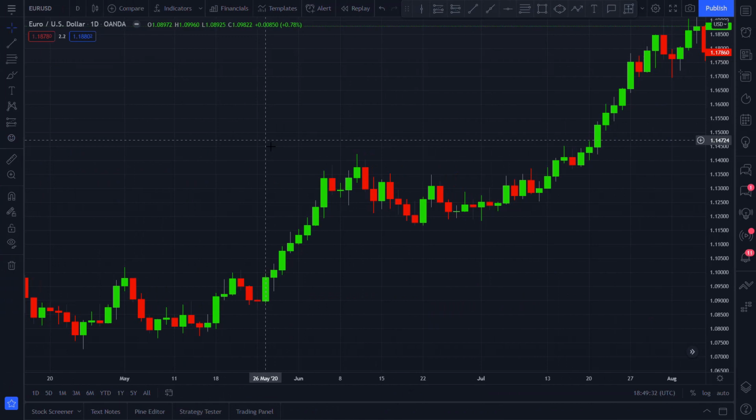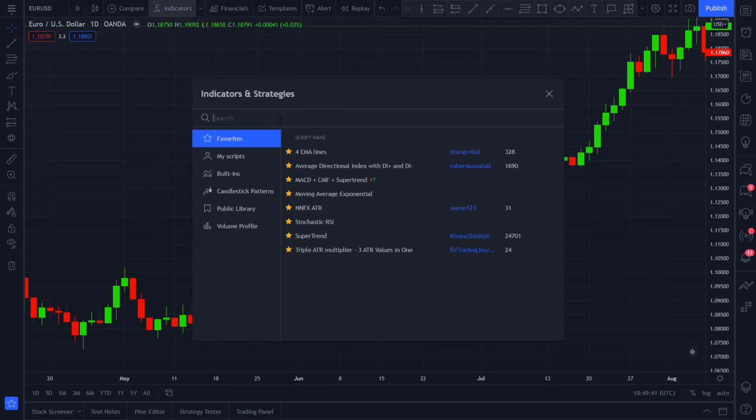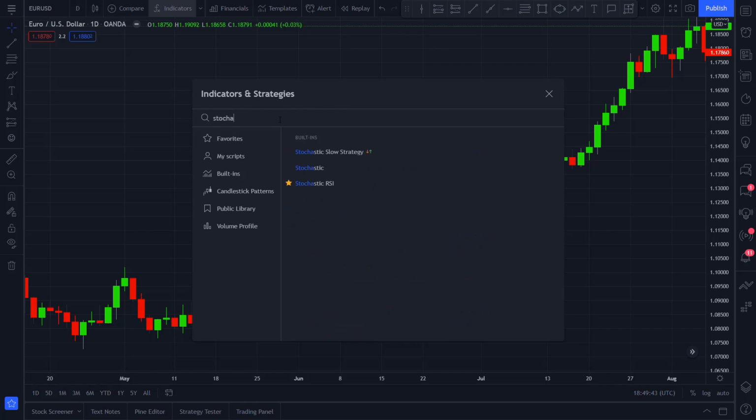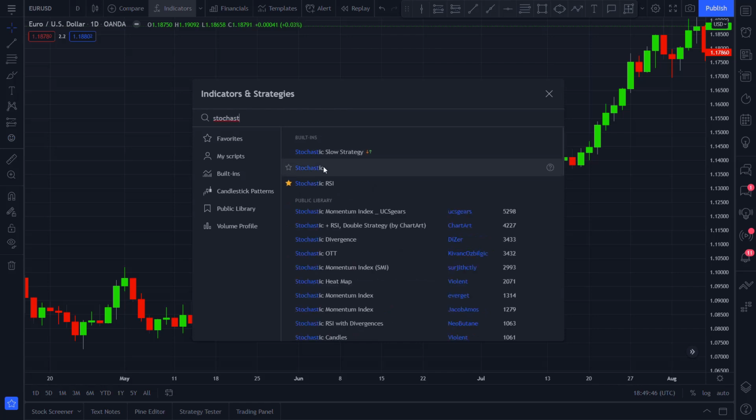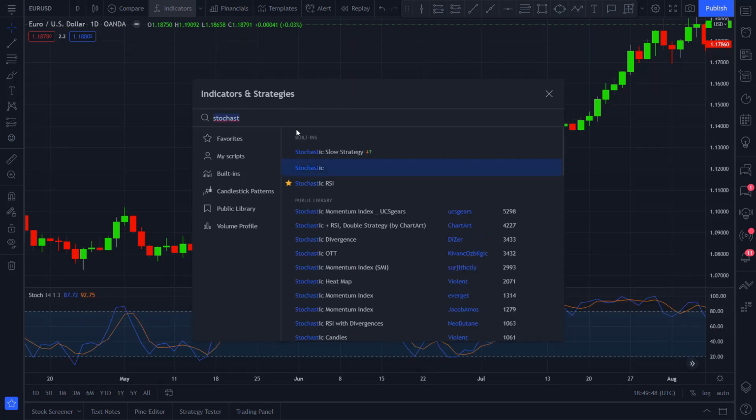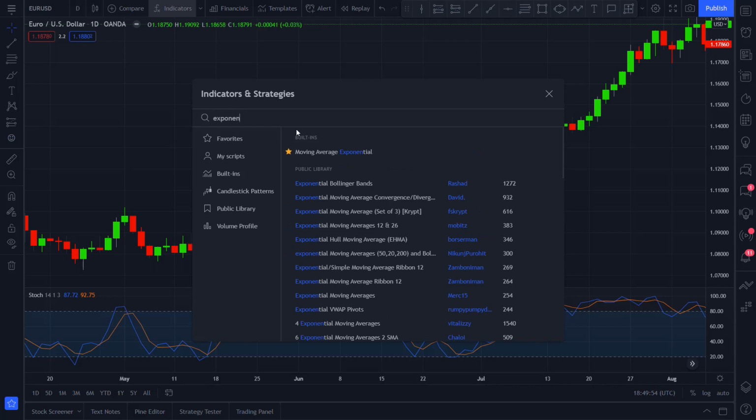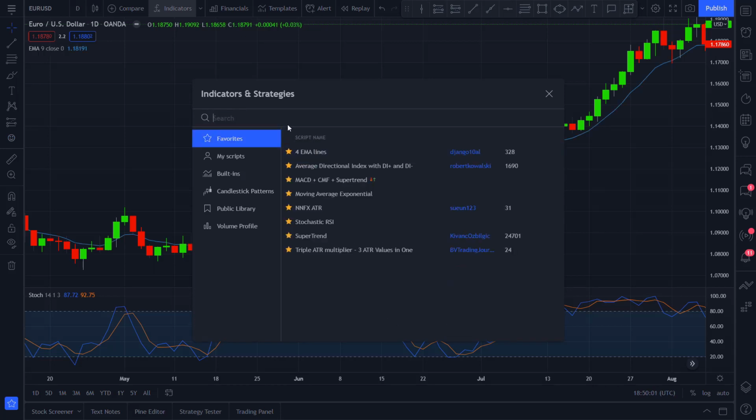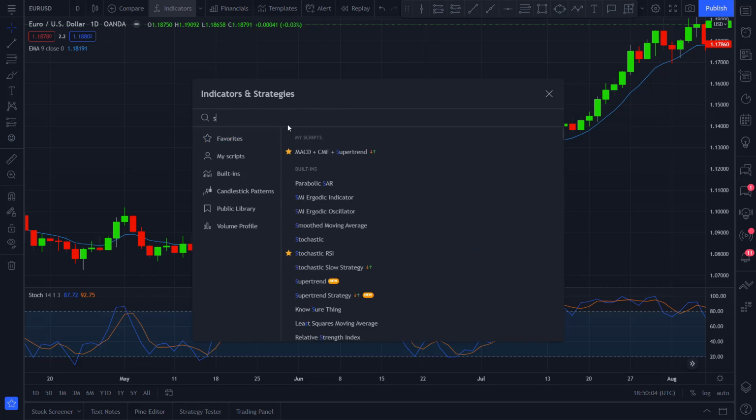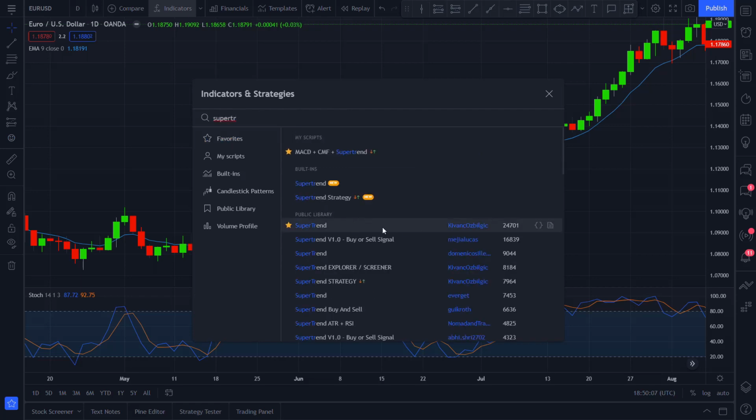For this strategy, we are going to use the daily time frame of the Euro-USD pair, and we will only need 3 indicators. Let me show you those. First, you will need the stochastic, so type in stochastic. It's going to be a built-in, this one. The second one is going to be the 200 exponential moving average, so just type in exponential moving average, and it's going to be this one. And the last one is going to be the Supertrend, so type in Supertrend, and we will use this one.